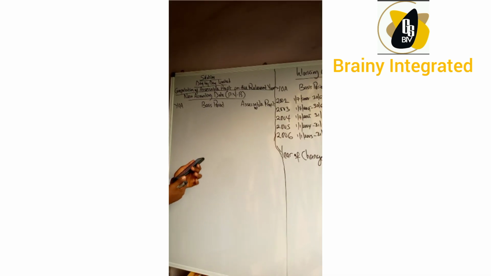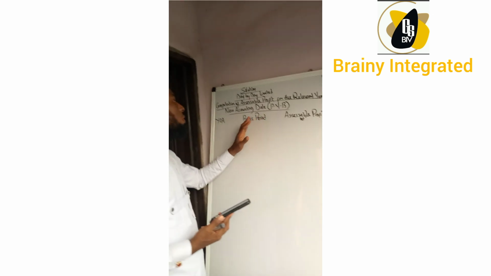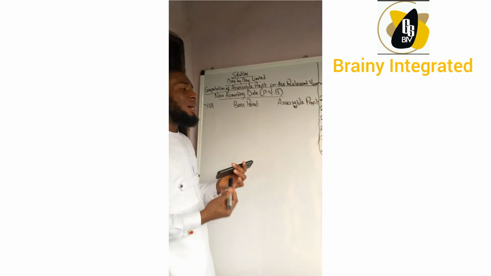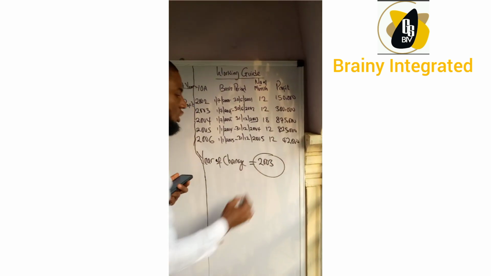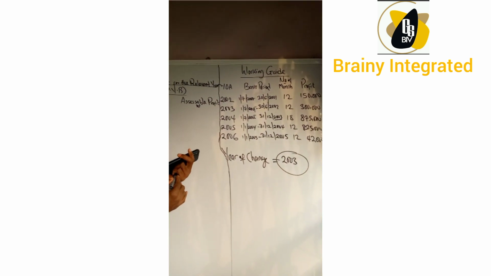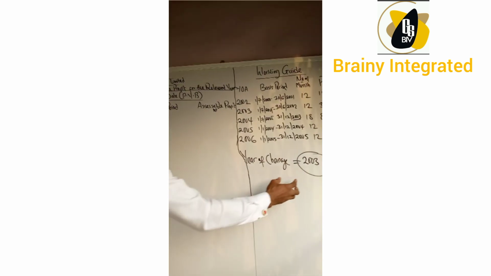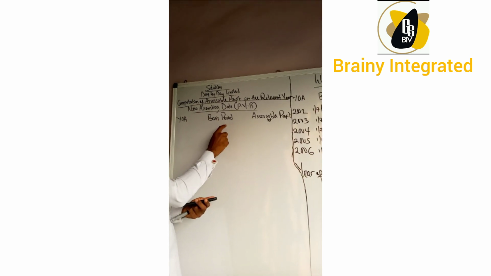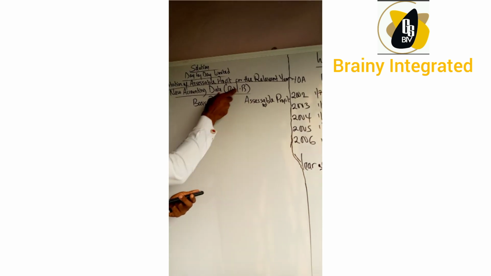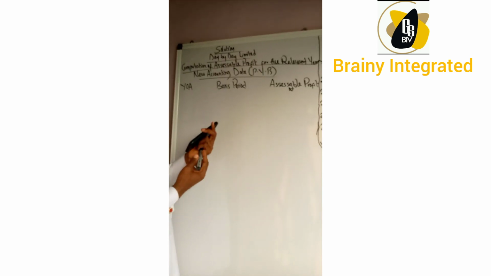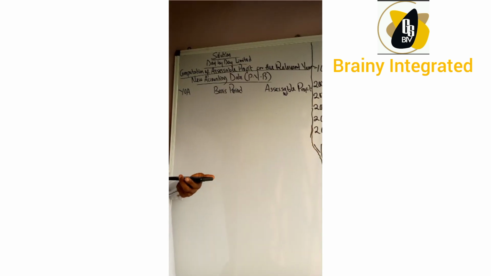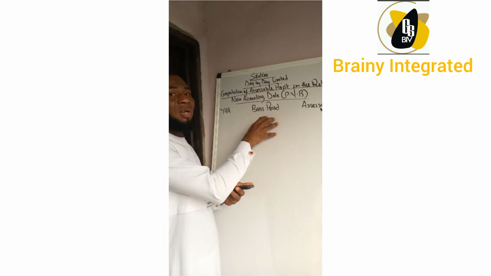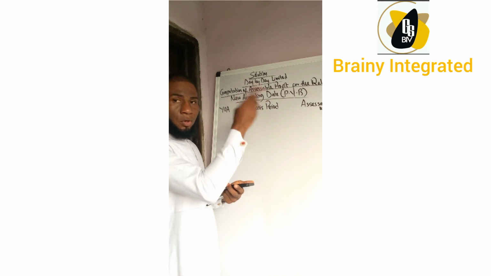Now we are still going to compute the assessable profit for the relevant years using the new accounting date. Remember that we have been able to identify the year of change, and the year of change is 2003. So this year of change would form the first year of assessment. So we have year of assessment, basis period, assessable profits. The computation is based on preceding year basis, which simply means that the account for a particular year will be assessed to tax in the following year.